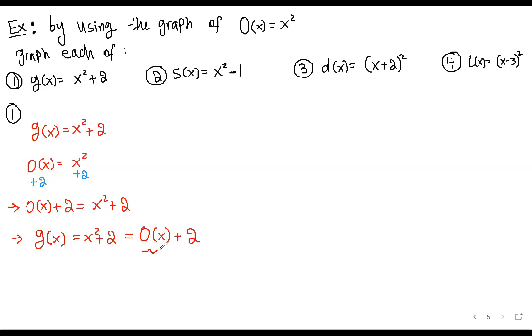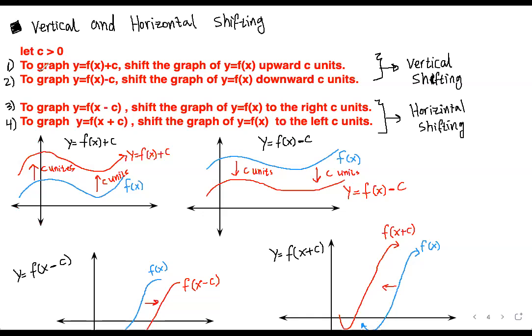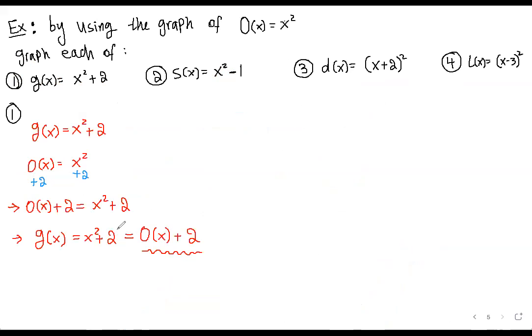And this means we have to graph the original function, and like he said, Christopher, we have to shift the original function 2 units upward by using this property, y equal f of x plus c. This means we graph the original function and we shift it c units upward. Okay, is it clear what I did here? Any questions on these things?